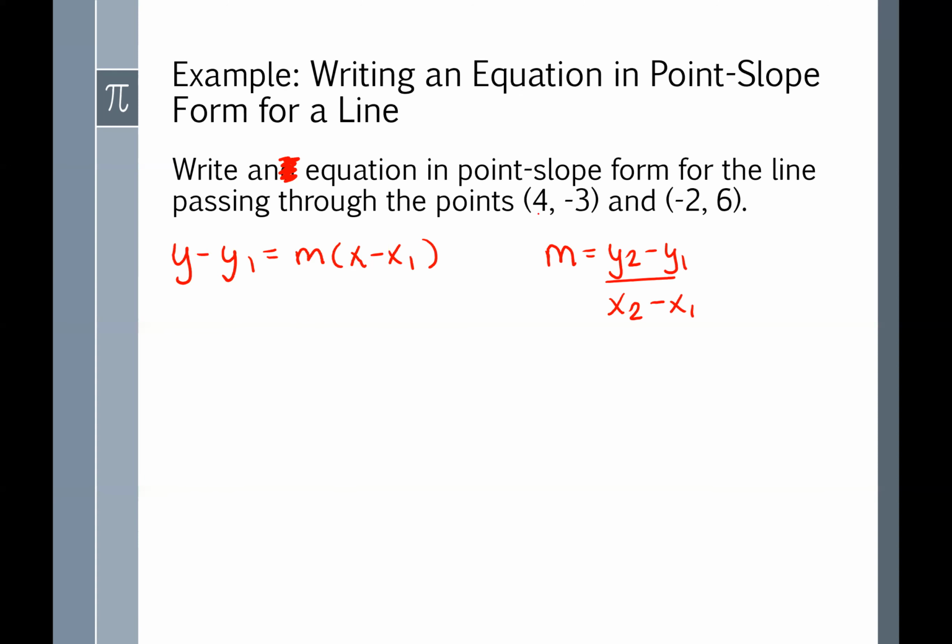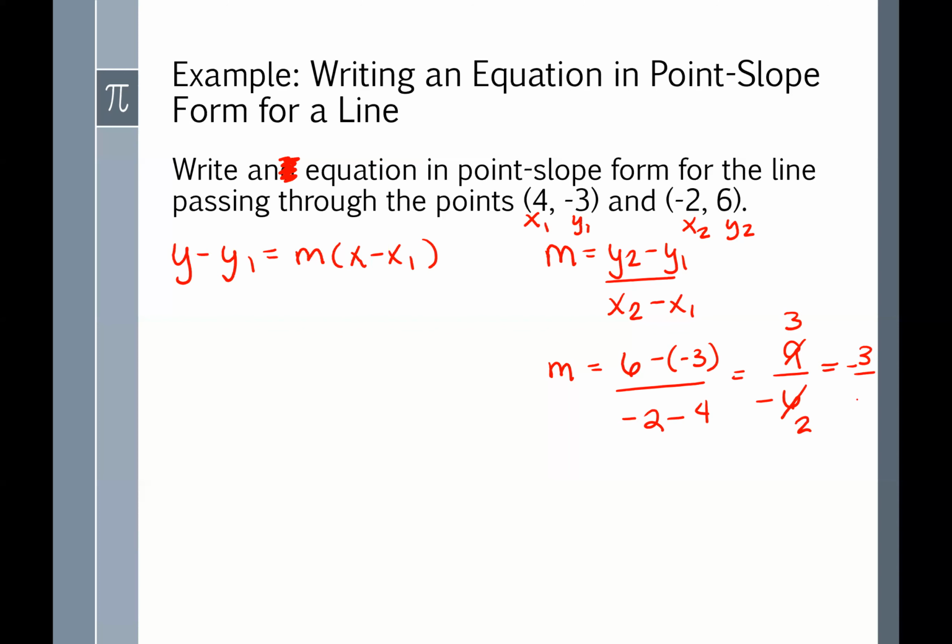So I'm going to let this point here, the (4, -3), be x sub 1, y sub 1. And I'm going to let the other point, (-2, 6), be x sub 2, y sub 2. So now we're going to plug and check. So we have 6 minus -3, change in y, over change in x, -2 minus 4. Okay, that looks to be 9 over -6. I am going to divide out a 3. So my slope is -3/2.